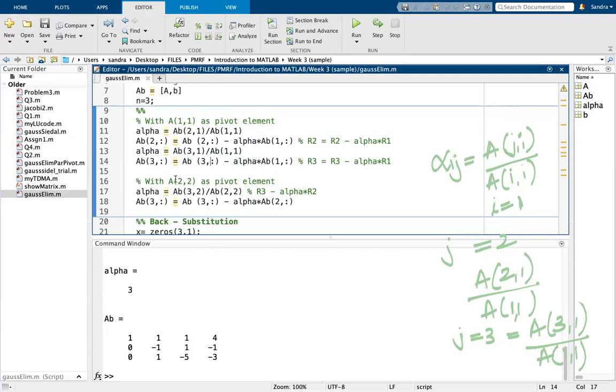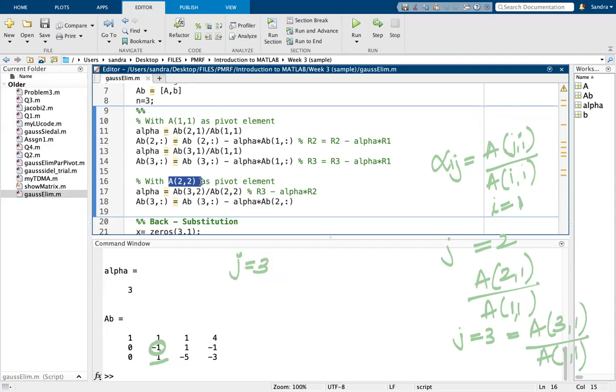So now I've taken the 2 as the pivot element. After the changes, this became my pivot element, the second diagonal element. Using the second diagonal element, I have to make this entry 0. So I only have to worry about j equal to 3, because j equal to 2 is the diagonal entry. So this is j equal to 3.